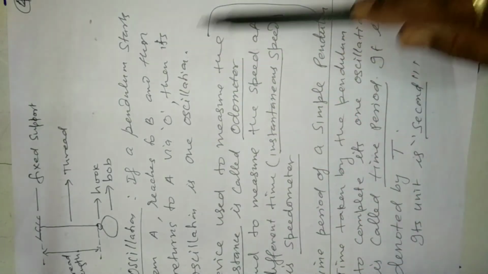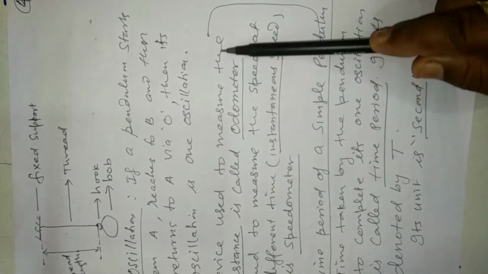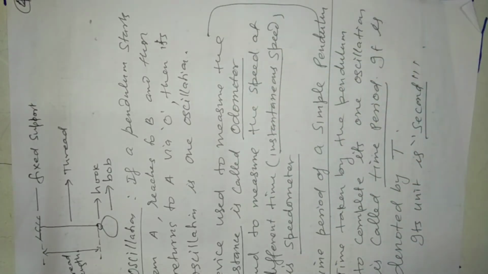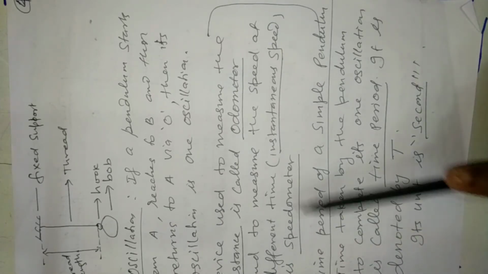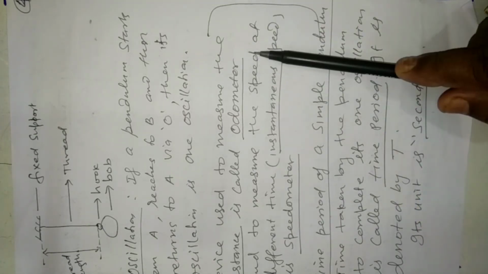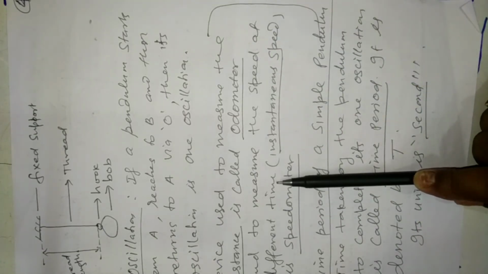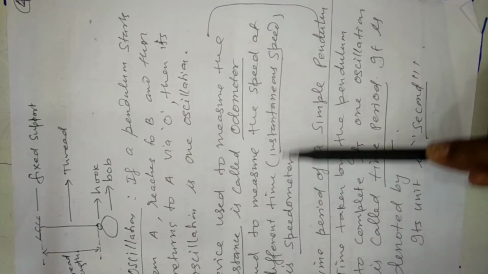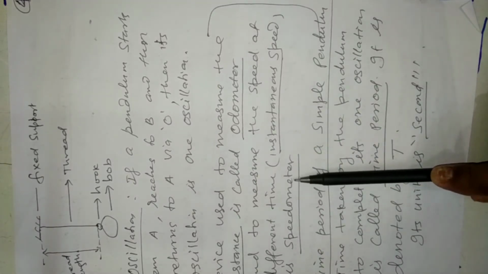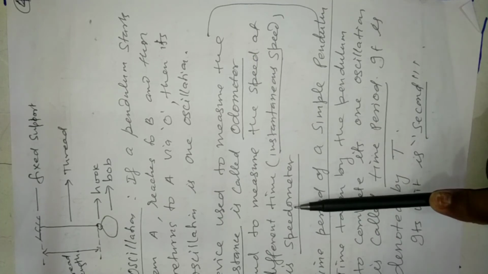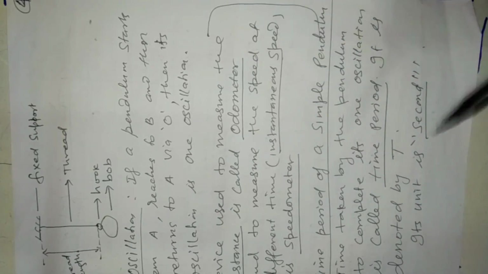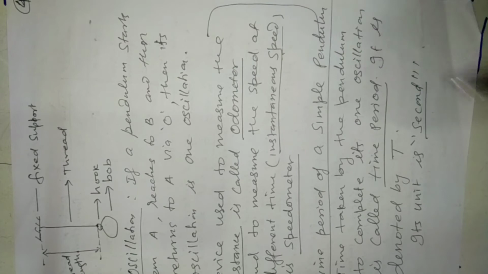Here I have written an important point. The device used to measure distance is called an odometer. An odometer measures the distance in your vehicle. The digital meter is there, and that digit indicates the distance covered. And to measure the speed of the vehicle at different times, there is another instrument called a speedometer. This speedometer measures the instantaneous speed at a particular instant of time.